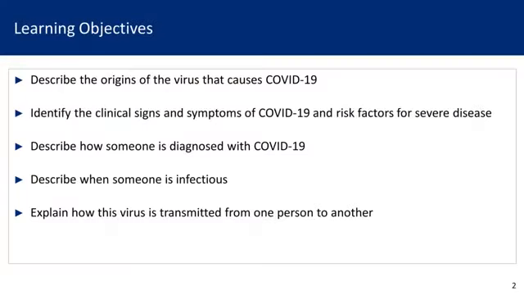So during this lecture, there are a number of important things we want you to learn. We want you to be able to describe the origins of the virus that causes the disease we call COVID-19. We want you to be able to identify the clinical signs and symptoms of COVID-19 and to be able to talk something about the risk factors for severe disease. You should be able to describe how someone is diagnosed with COVID-19 and describe when they're infectious. And importantly, you should also be able to explain how this virus is transmitted from one person to another and how frequently that happens.